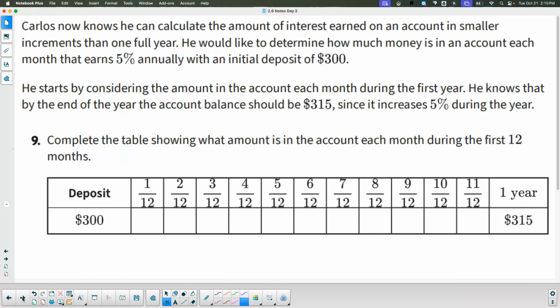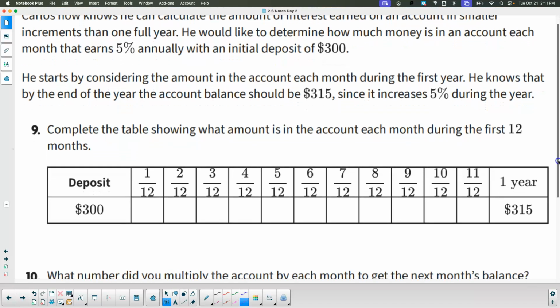So yesterday we learned that Carlos likes to write stuff out and Clarita likes to use her equation. Okay? So Carlos knows that he can calculate the amount of interest earned on an account in smaller increments than 1 full year. He would like to determine how much money is in the account each month. So he's trying to find the R value that he has to multiply by to get to the next month. Well, let's use his sister's formula, if you will.